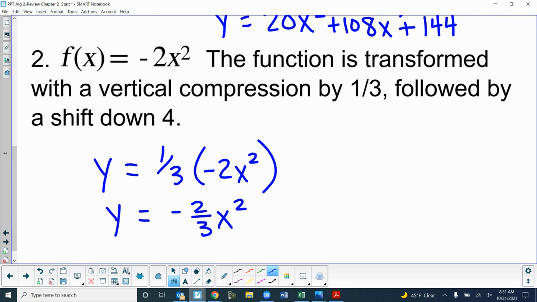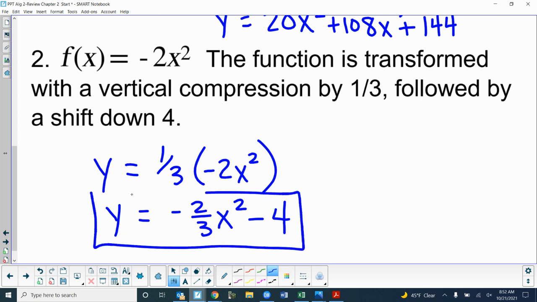Followed by a shift down 4. Another vertical move, right? Down. So how do I show going down 4? Anybody? -4. Thank you. So that one was a little bit less work, right?